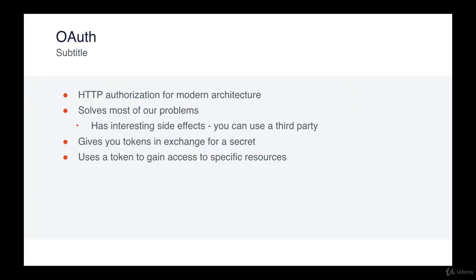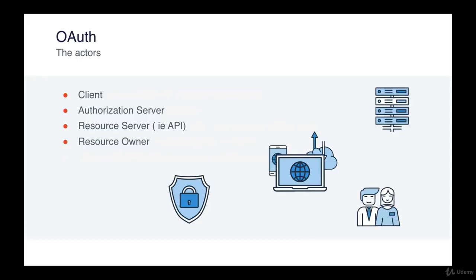So when looking at OAuth, there are different actors involved in the process. First of all, you have your client. Your client is typically your browser trying to access a resource, but could be a mobile device, could be your smartwatch, could be anything that is trying to access some data. You also have an authorization server that is used to give you tokens and to validate that you have access or not. You have your resource server, which is your API that you're trying to access. And you have a resource owner, which is typically the end user.